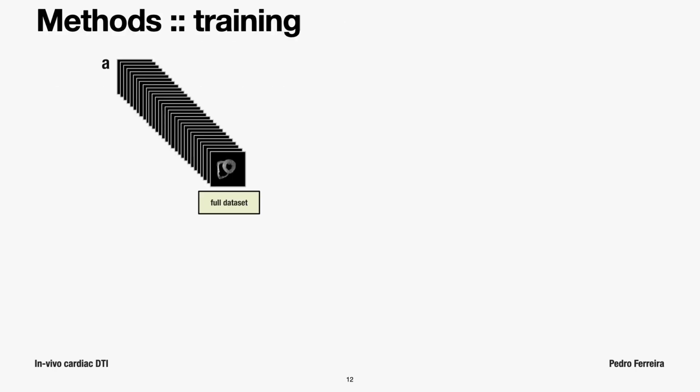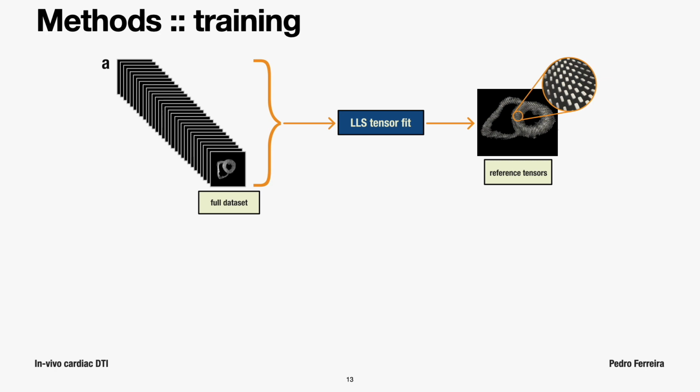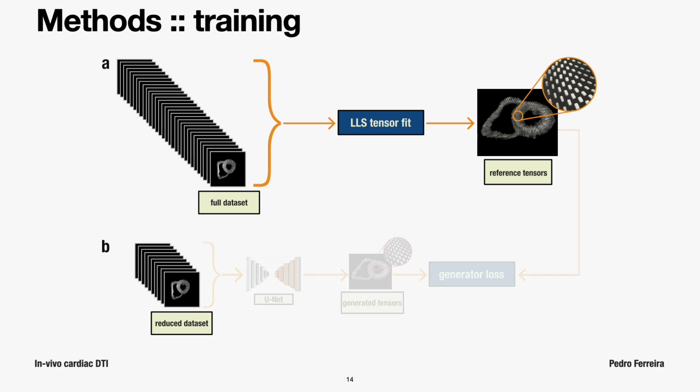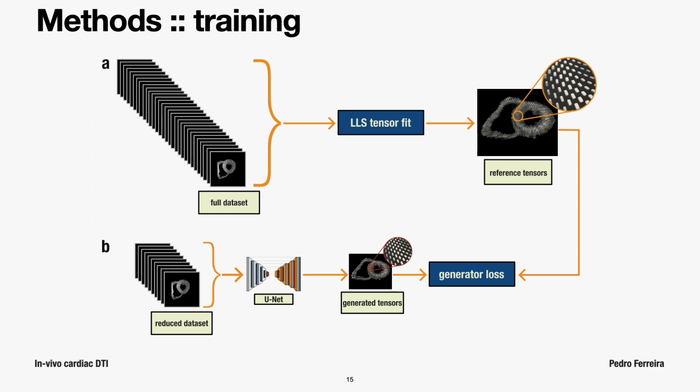The datasets containing all acquired data were used to calculate the reference tensors for each subject using our cDTI post-processing software. We then built 3 smaller datasets that were retrospectively created from the reference datasets by reducing the number of repetitions. We then trained the U-Net to output the same diffusion tensors, but using a reduced number of diffusion-weighted images as the input.